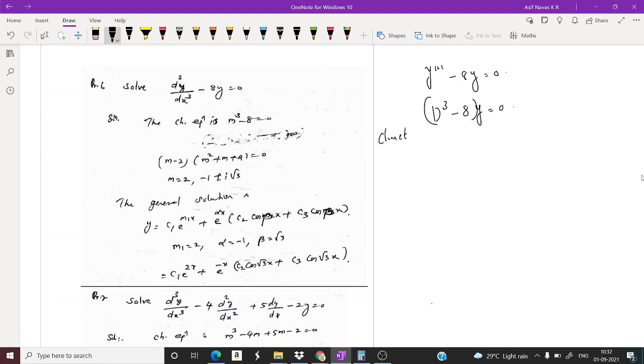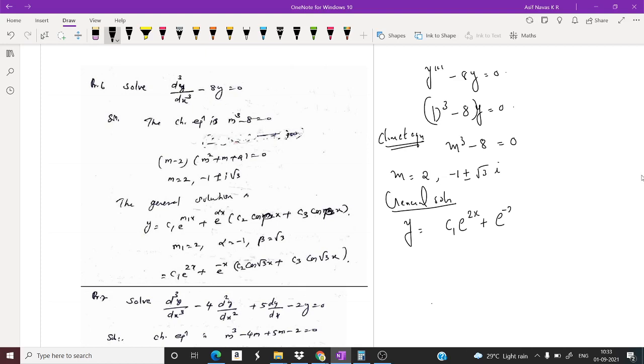Now the characteristic equation: you just replace D by m. m cube minus 8 is equal to 0. So what is m? 2, and minus 1 plus or minus i root 3. So in the general solution there is a complex root pair and one real root: y equal to c1 e raised to 2x plus e raised to minus x times c2 cos root 3 x plus c3 sin root 3 x. So here one real root and two complex roots.